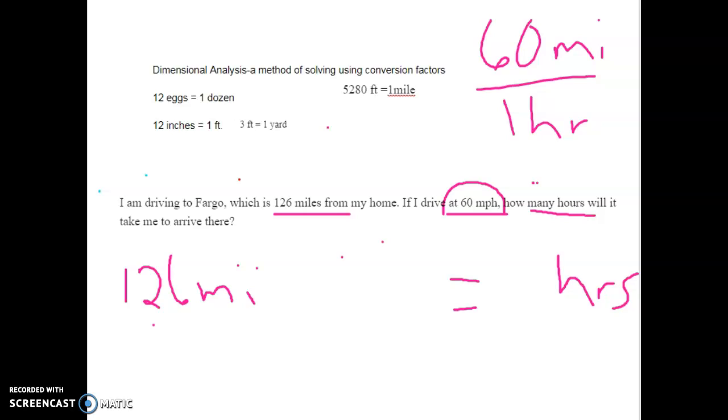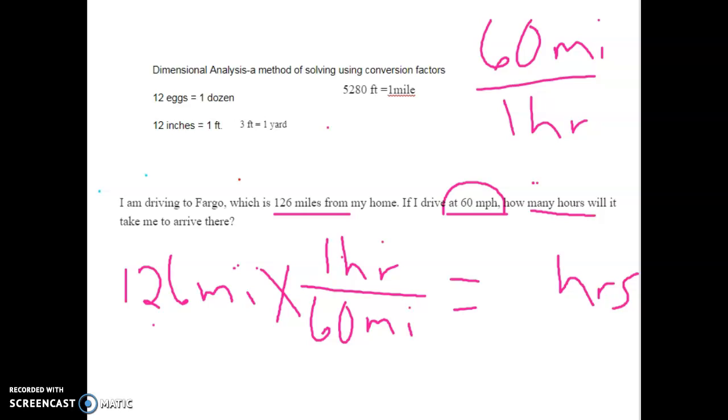But I can flip it whatever way I need, remember. I could put hours on top or miles on top. Well, it looks like I need to end up with hours. So I need to put hours on top, because what I want to keep goes on top. In 1 hour, I will travel 60 miles. So just ballparking this, it looks like I'm going to have just over 2 hours, right?